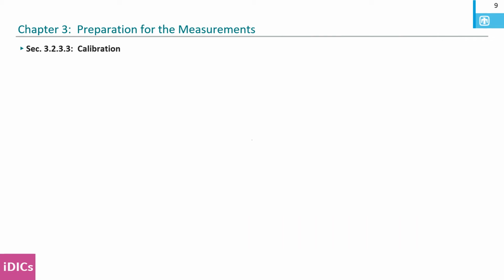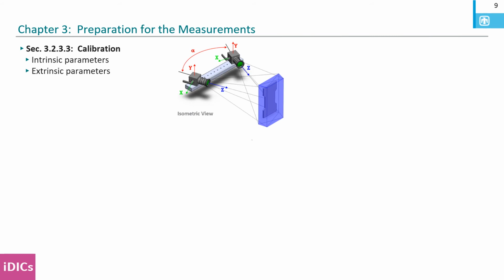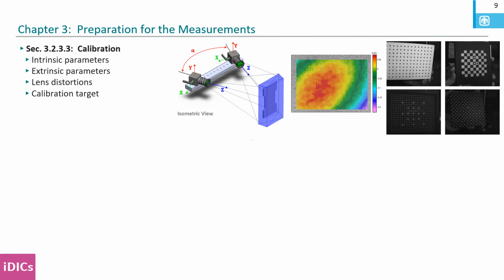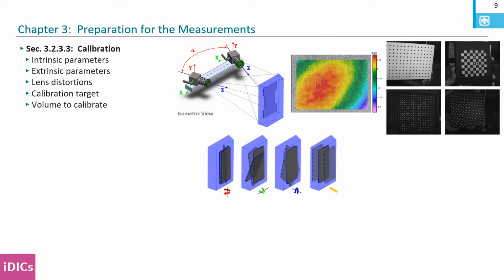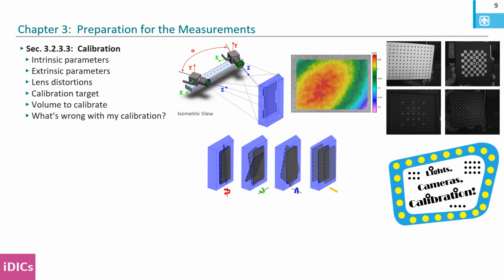The next section of Chapter 3 focuses on the very important topic of calibration. Here we will go over intrinsic and extrinsic parameters, including lens distortions. We'll describe different types of calibration targets that can be used and what we mean when we say the volume to calibrate. And then we have a really fun game show that's called What's Wrong with My Calibration?